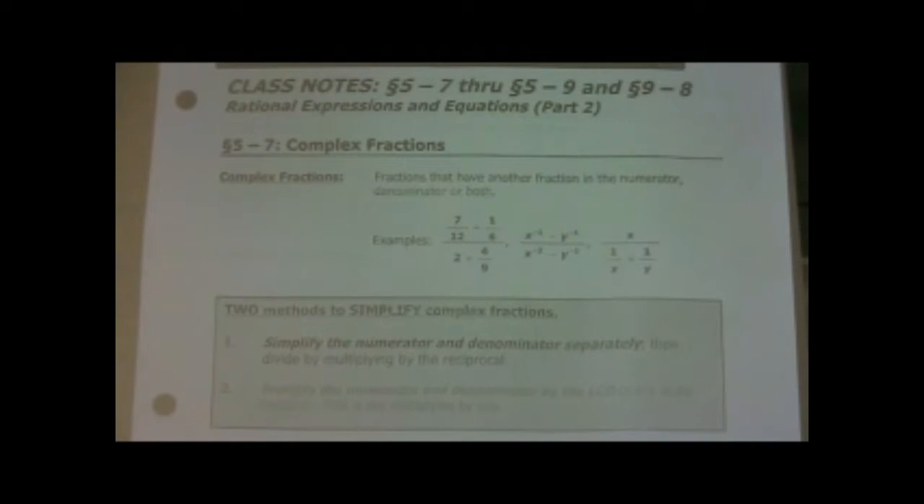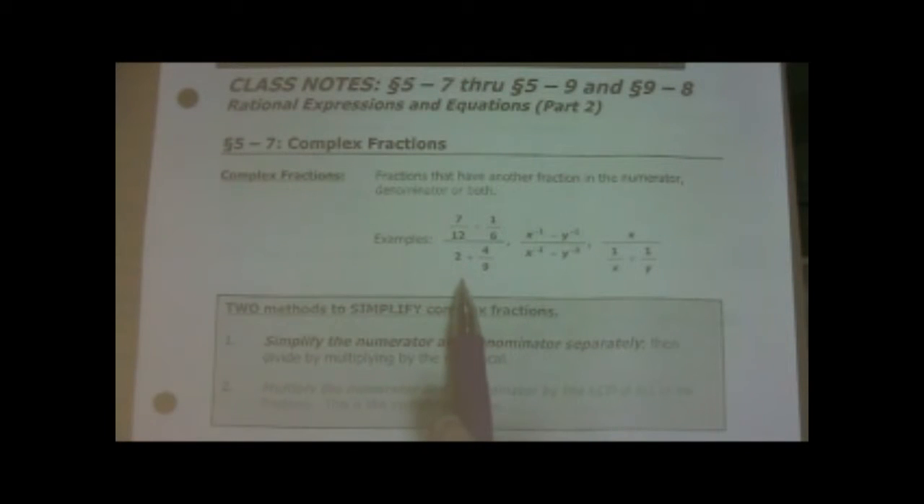So the topic for today is simplifying complex fractions. Complex fractions are fractions that have another fraction in the numerator, denominator, or both. And so here are some examples of complex fractions. You can see in this fraction, there's two fractions in the numerator, there's a fraction in the denominator. Over here, there's no fraction in the numerator, but there are two fractions in the denominator.